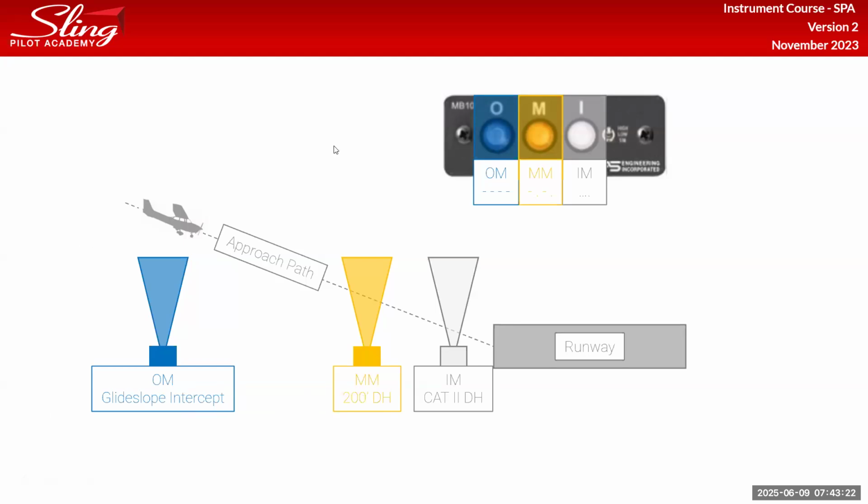If you have that sort of equipment for marker beacons, do you have to tune it? Is it automatically tuned when you're on the ILS if you're set up for the ILS, or do you have to tune it separately?